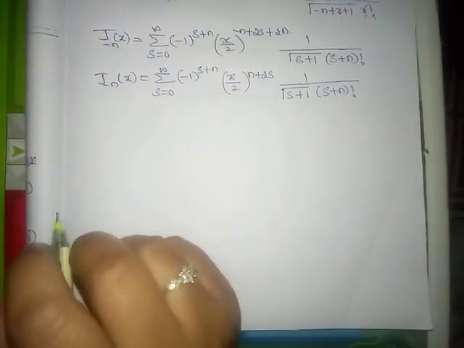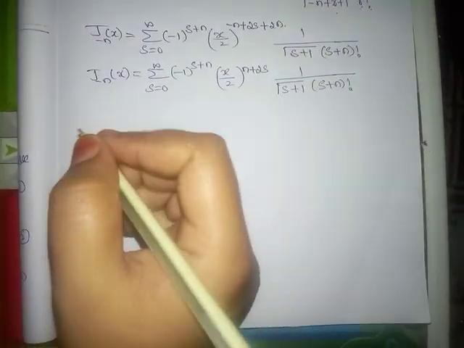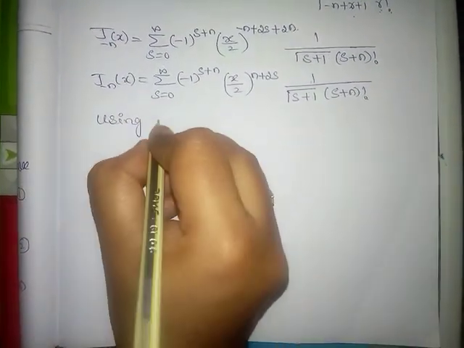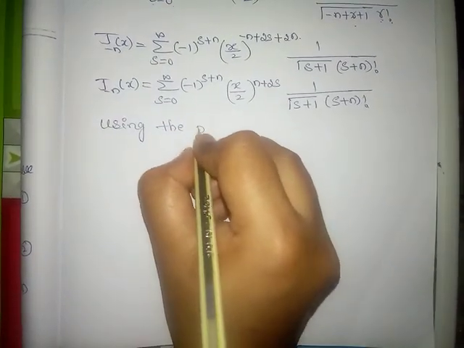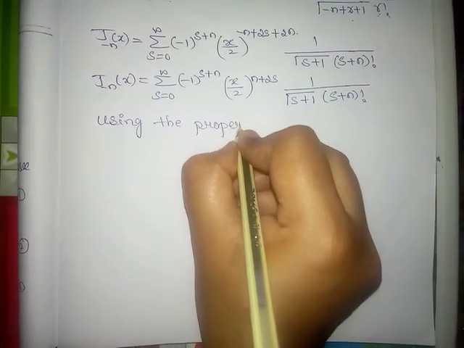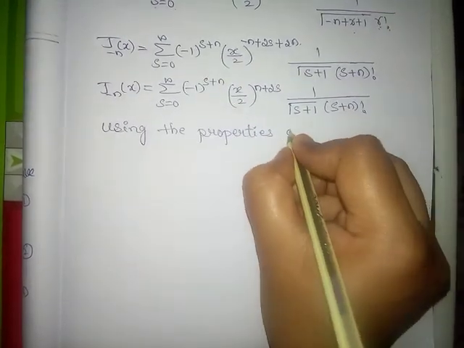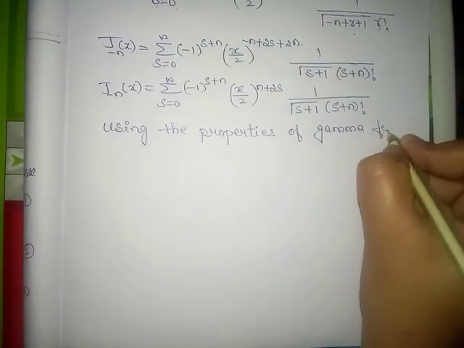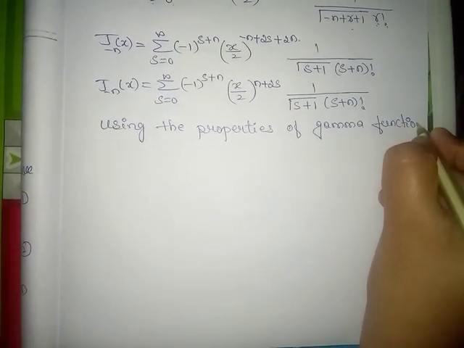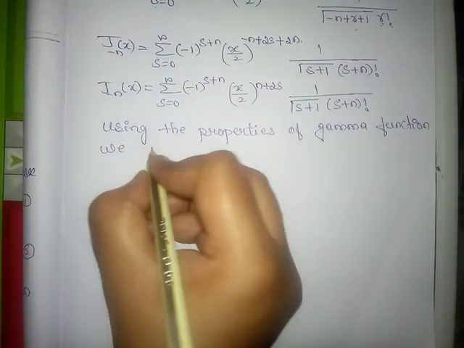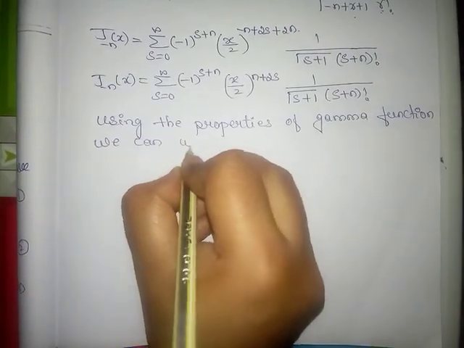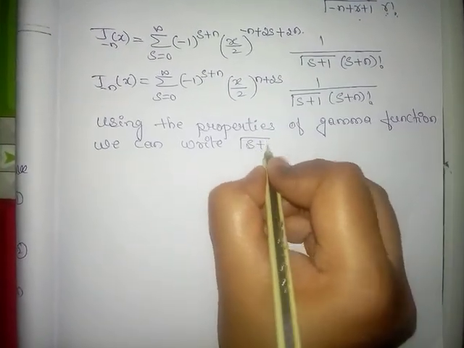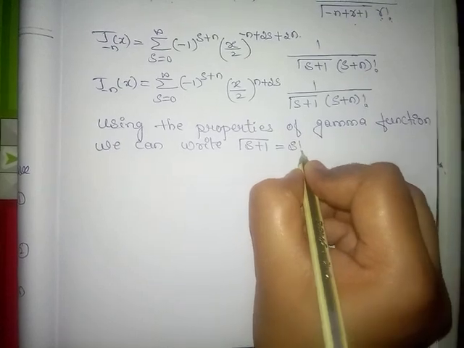Now we know some gamma function properties. Using the properties of the gamma function, we can write gamma of s plus 1 as s factorial. Why?